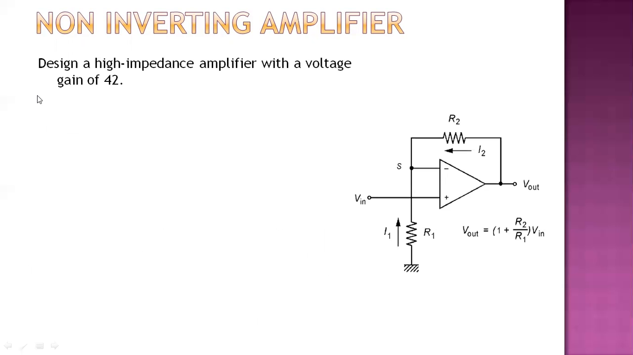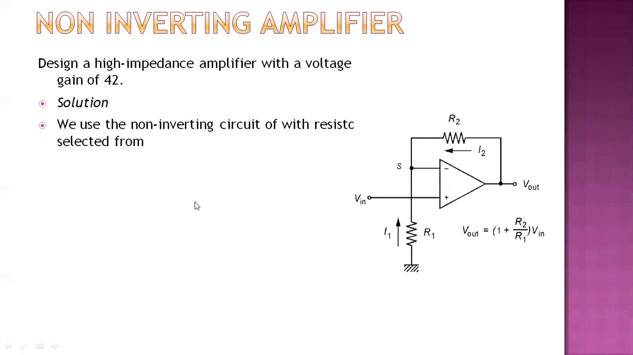One example we can observe: here we are going to design a high impedance amplifier with a voltage gain of 42, for example. So what should be done? Here we can use a non-inverting circuit with the resistors selected from V out is equal to (1 plus R2 divided by R1) times V in.